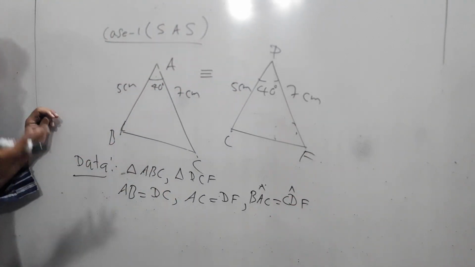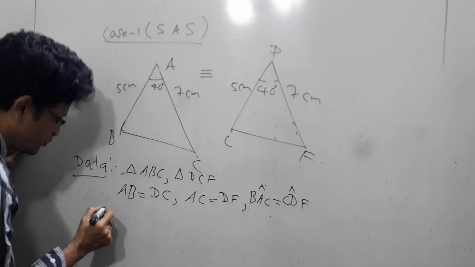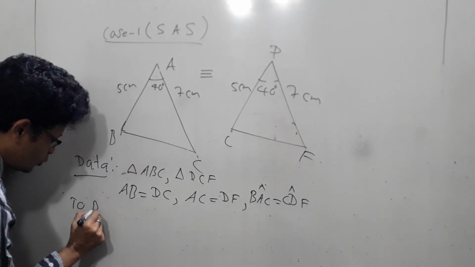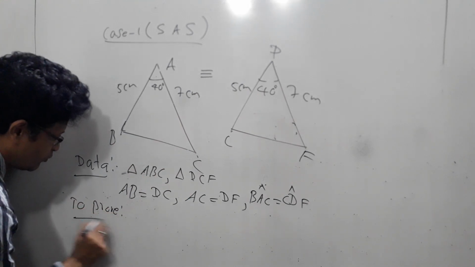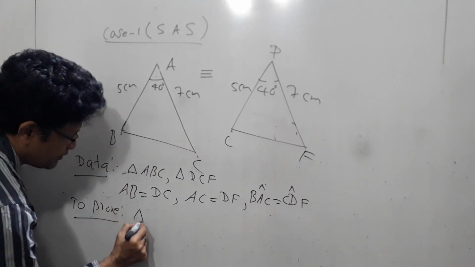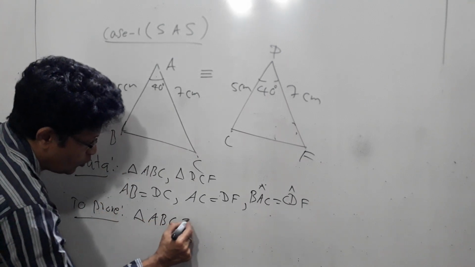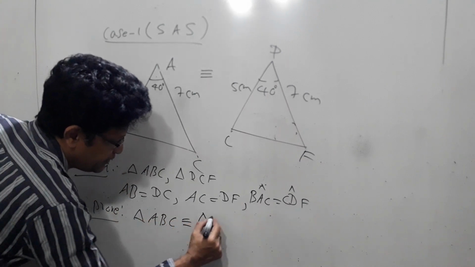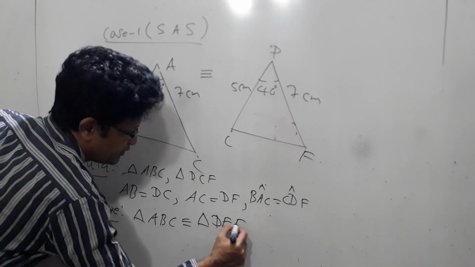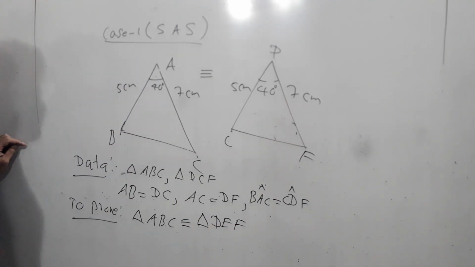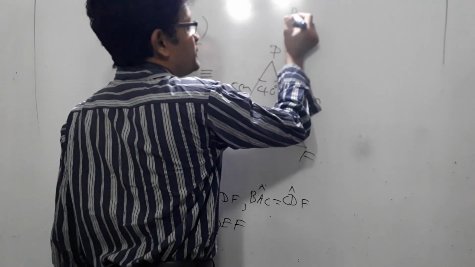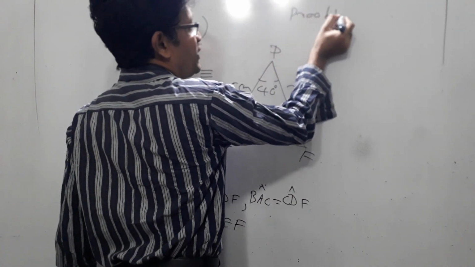Then what we have to prove? We have to prove these two triangles are congruent. So we write 'to prove'. What to prove? Triangle ABC congruent to triangle DEF. That is what we have to prove. Clear? Now I am going to do the proof part.